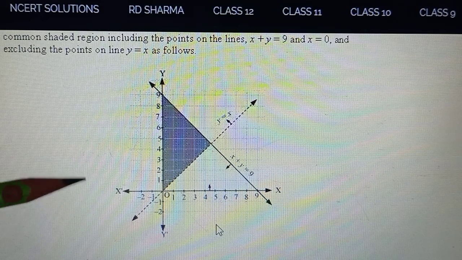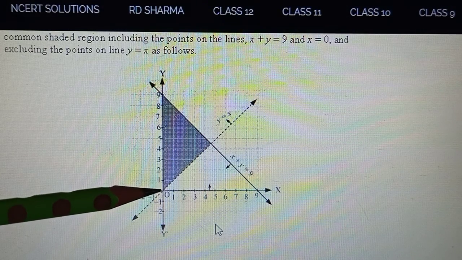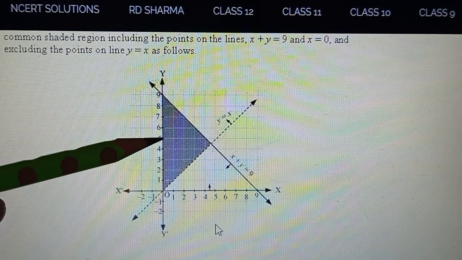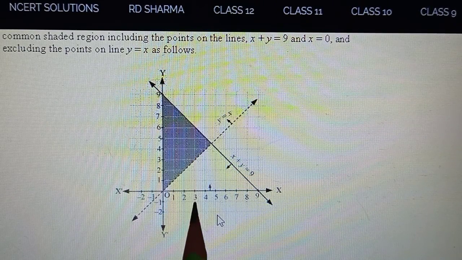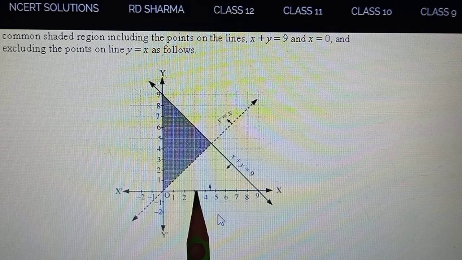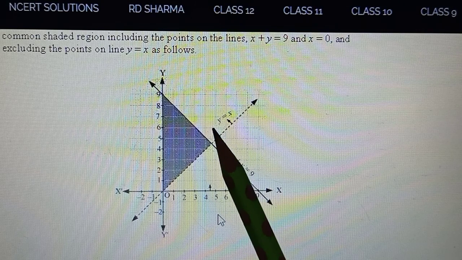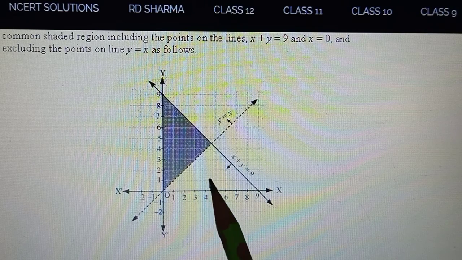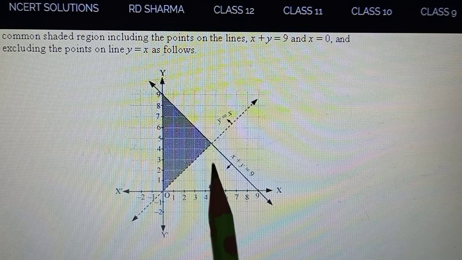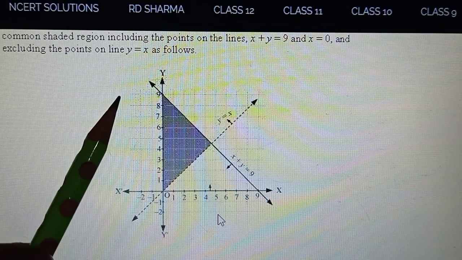If you want to decide the region, we can't check the origin here because the origin is lying on the line. So we'll have to take a point from either this side or this side. Suppose some child thinks of choosing this point, say, 3, 0. If you put that here, you would get 0 is greater than 3, which is a false result. So you know this is not part of your solution. This portion will not come, the contrary region, so that would be above the line. Okay, that is how you can guess.